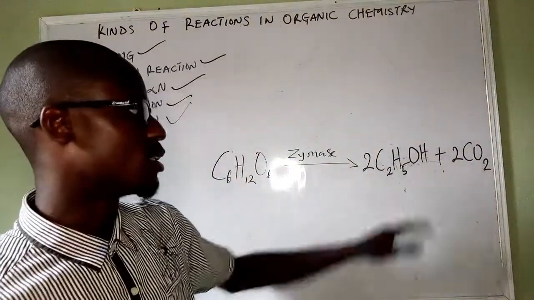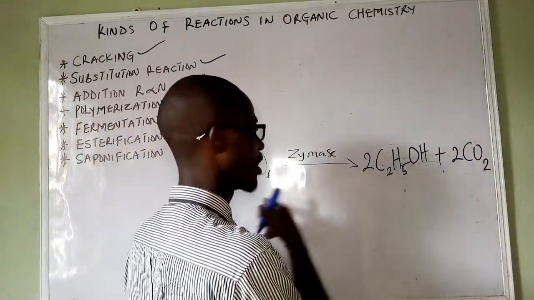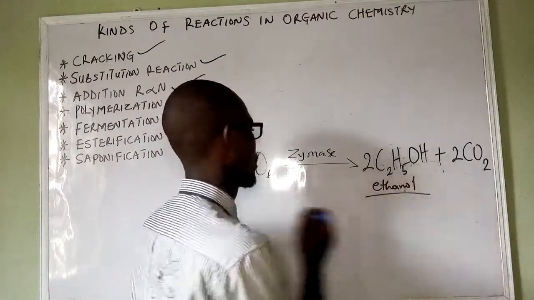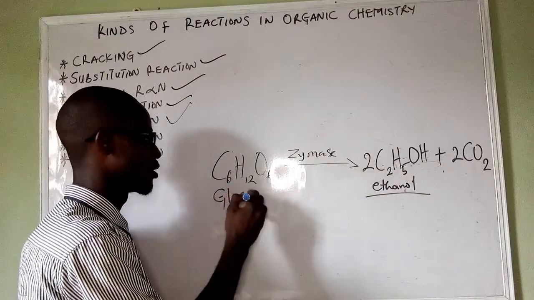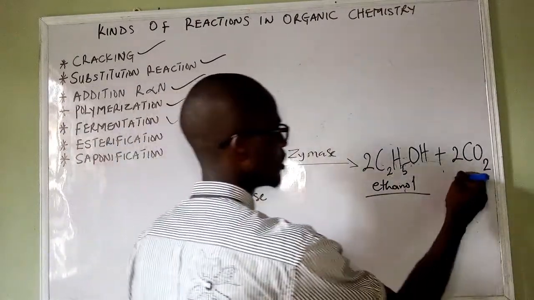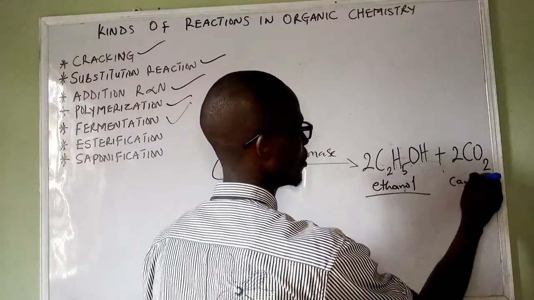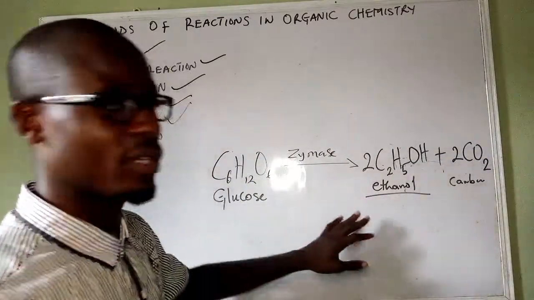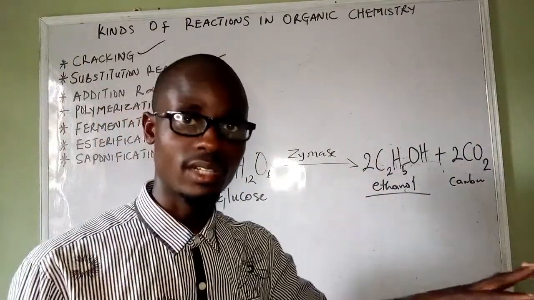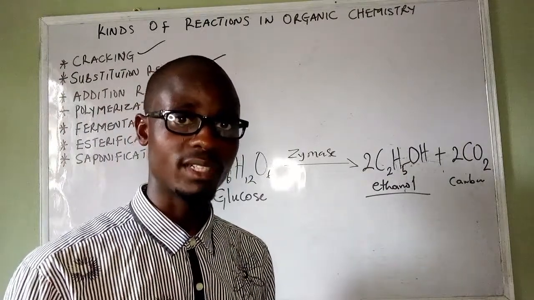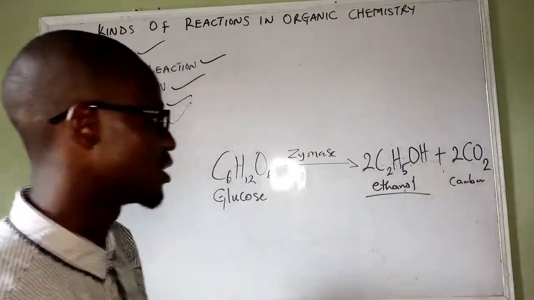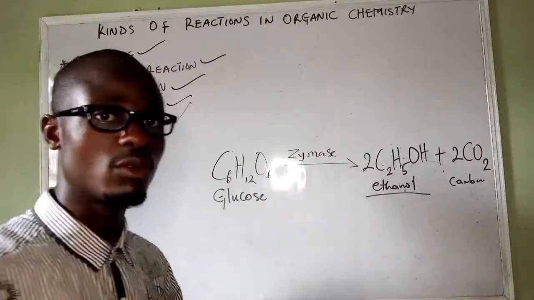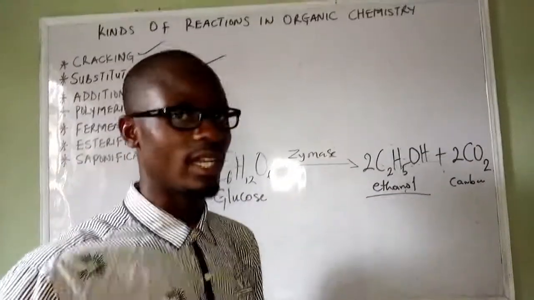So this is ethanol, which is smaller than this molecule, and this is glucose, and this is CO2, which is carbon dioxide. So this reaction is called fermentation, and it occurs as a result of the action of some bacteria or microorganism, and at the same time an enzyme must be present. The enzyme present in this particular reaction is what we call zymase. And that is fermentation.